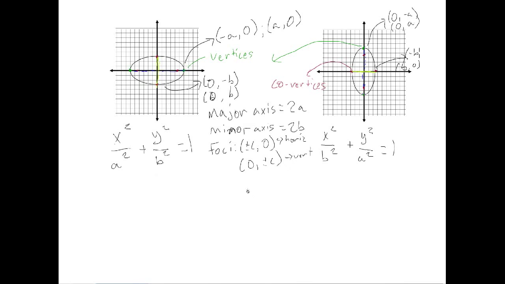Okay? So, in the next video, we'll get into an example of graphing an ellipse. This video just gives you the parts and components of an ellipse.